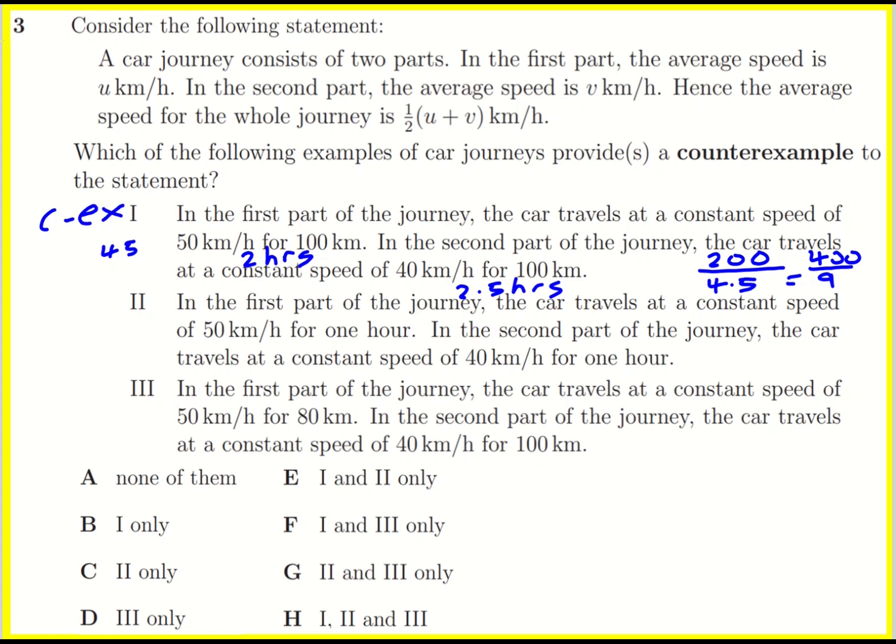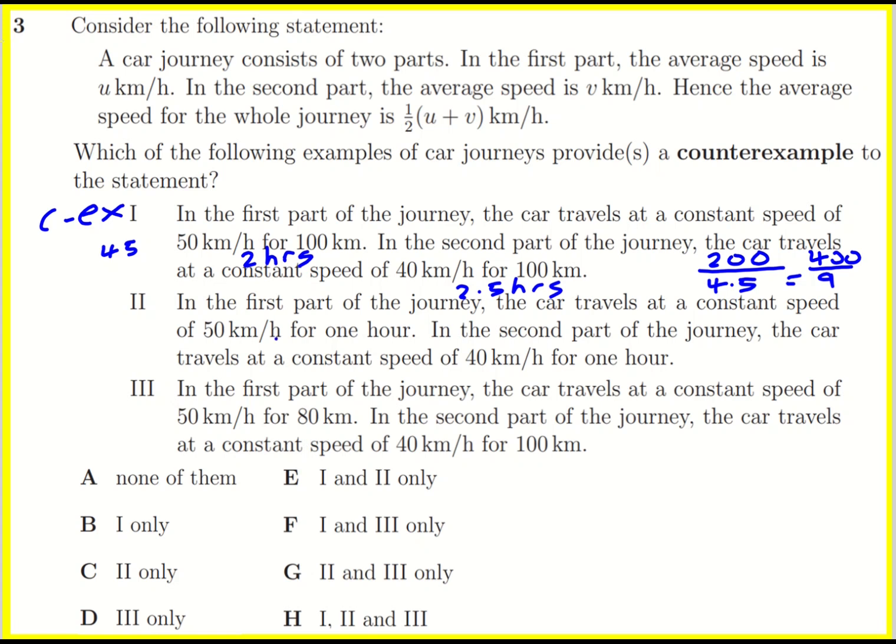Let's take a look at the second one. Now the car is traveling at a constant speed of 50 kilometers per hour for an hour, and is then going 40 kilometers per hour for an hour. Actually, because it's going at these speeds for the same time, it will work out. But again, let's have a look at it.